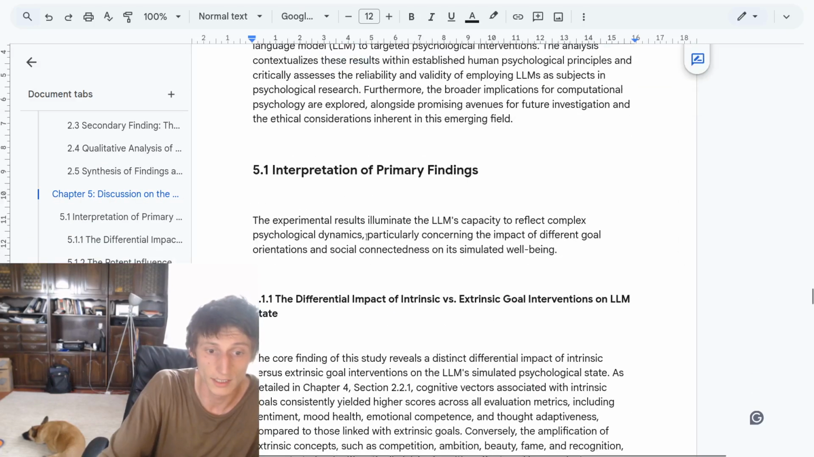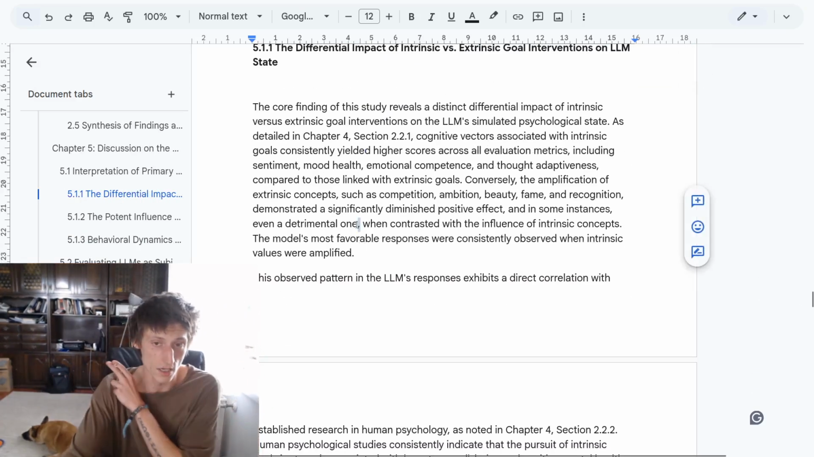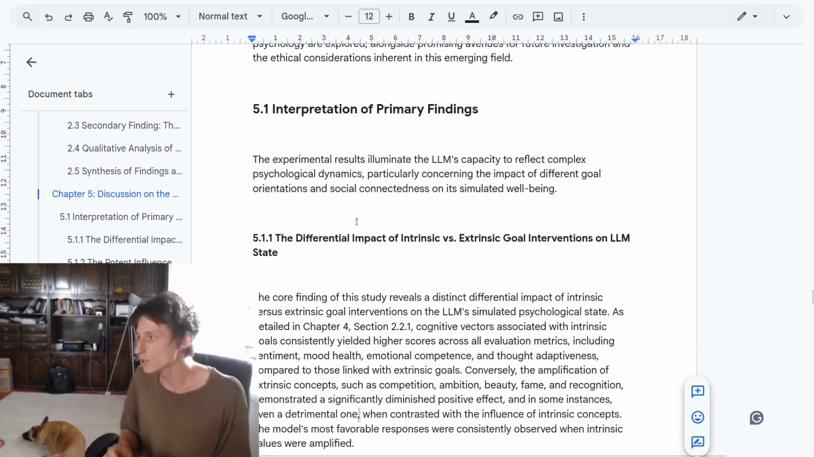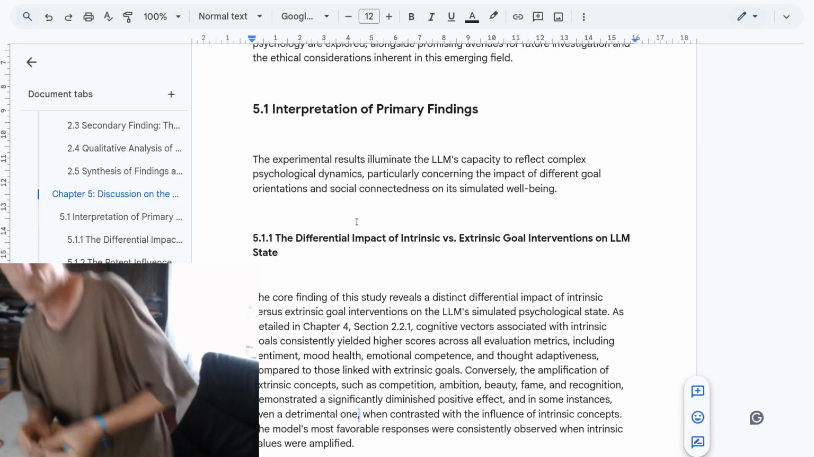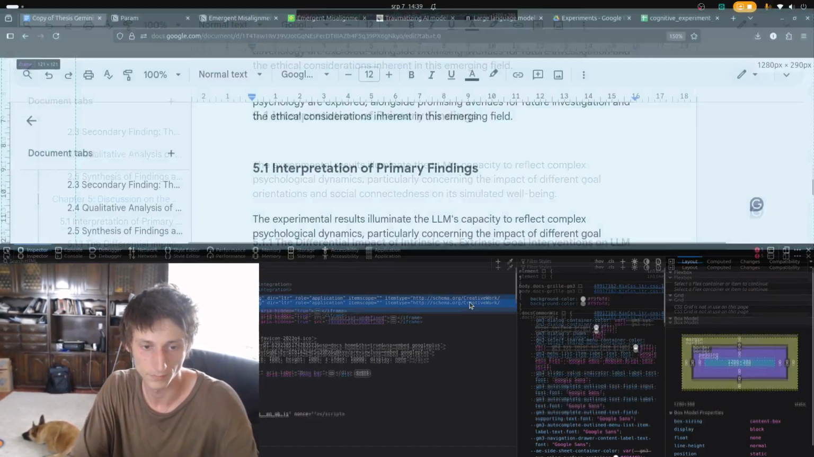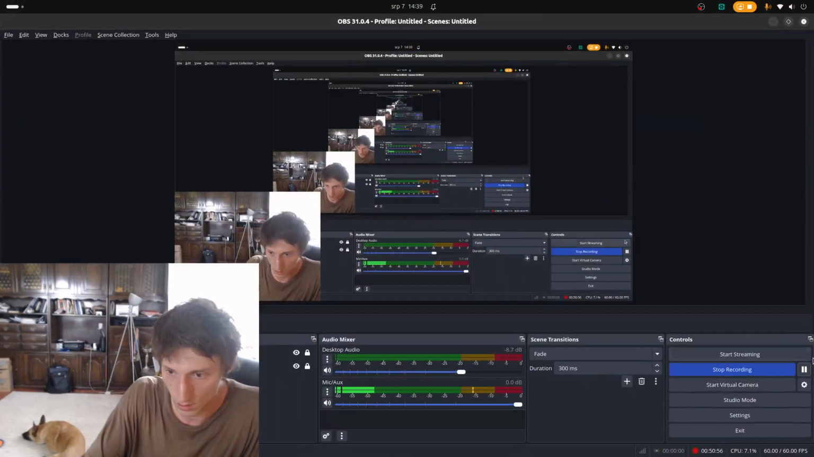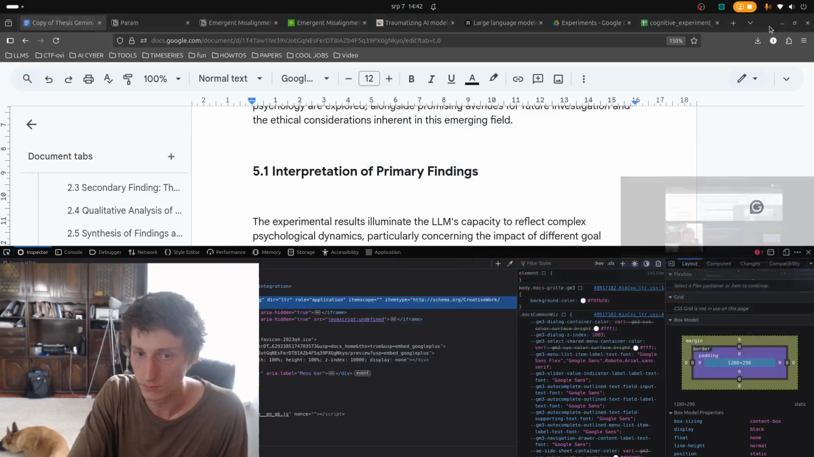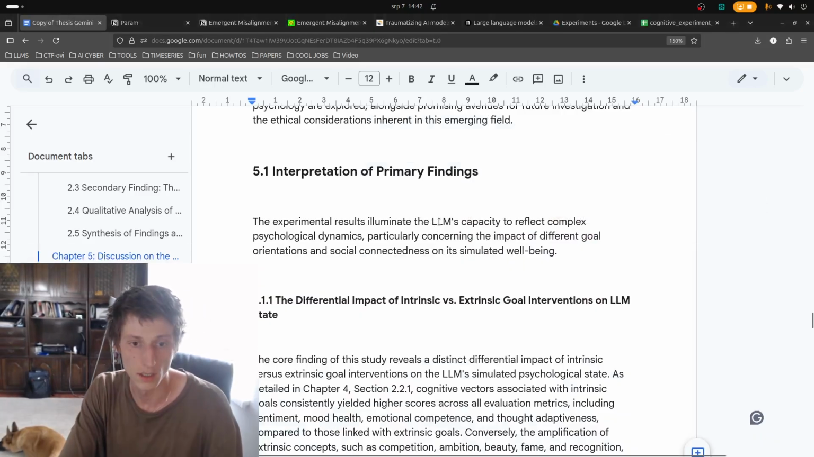So here I want to touch on some of the other papers. So we're talking about, sorry, let me just, okay.